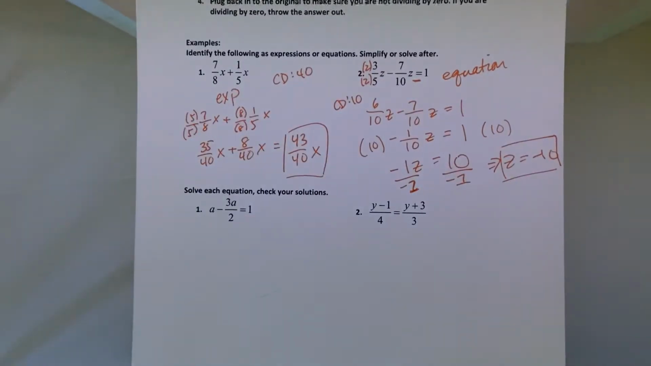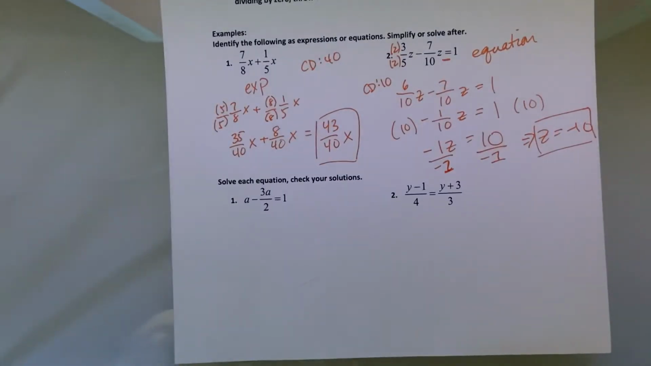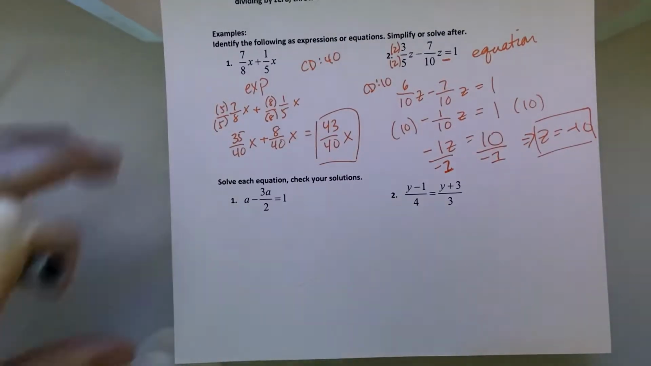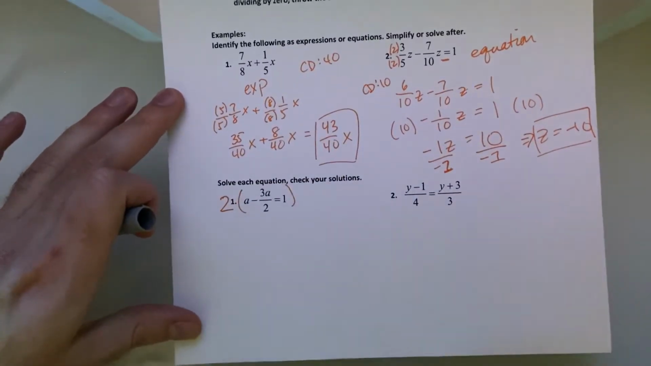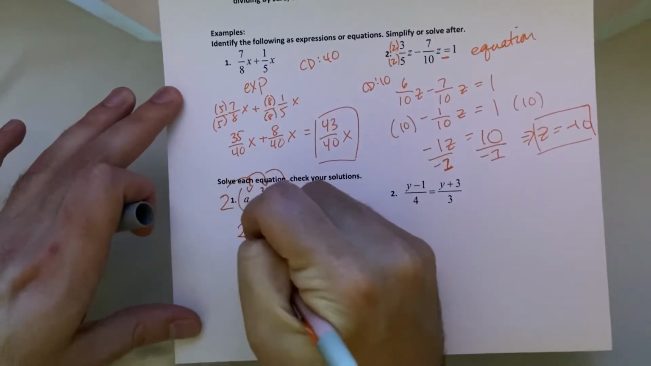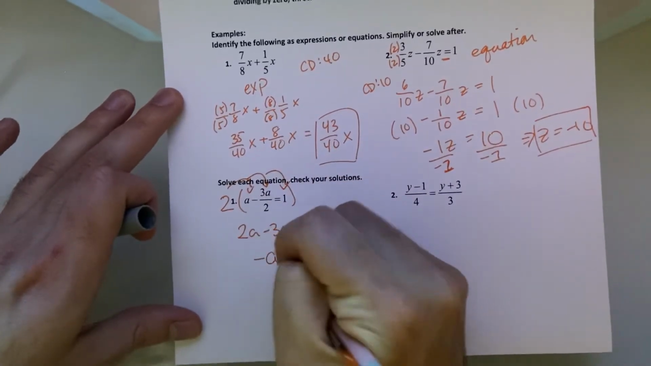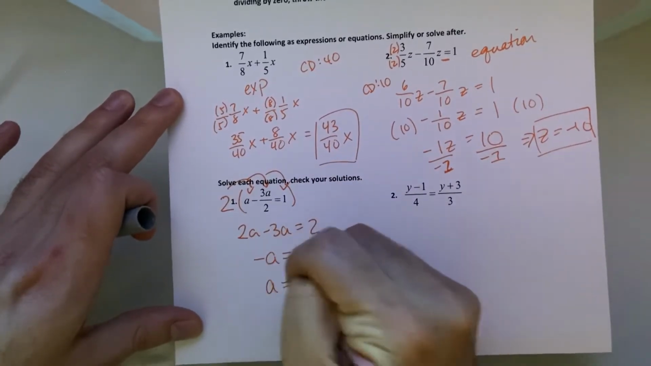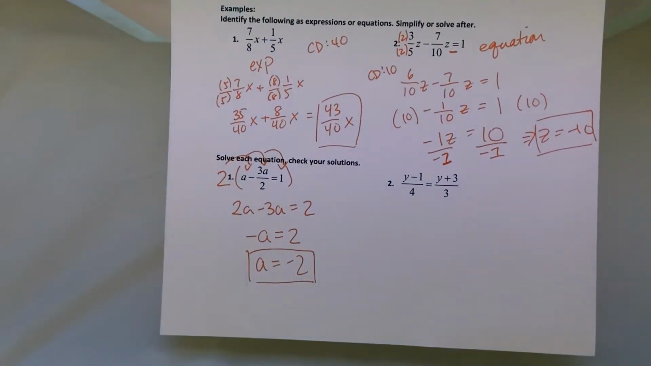Okay, solve the following equations. Check your solution. I'm going to do one and let you guys do the other. I'll do number 1. A minus 3a over 2 equals 1. So there's a few options here. If you want to just multiply by your denominator to begin with, so multiply by the 2, it'll make your life a little easier. That means 2a minus 3a equals 2. Subtract, negative a equals 2, which means a is negative 2. So those ones aren't so bad.